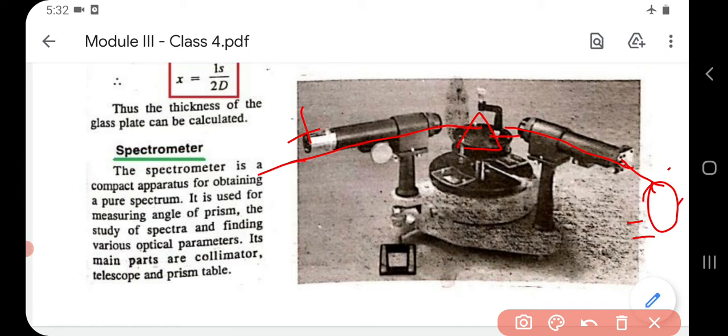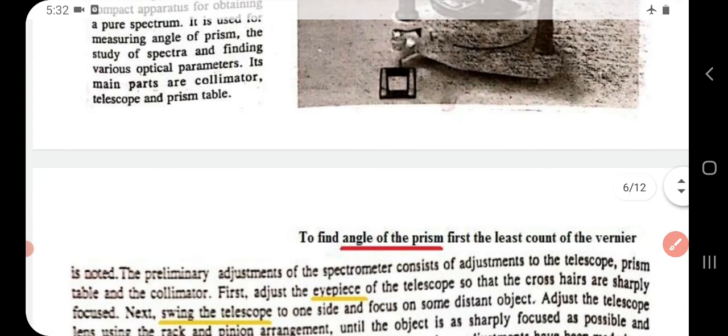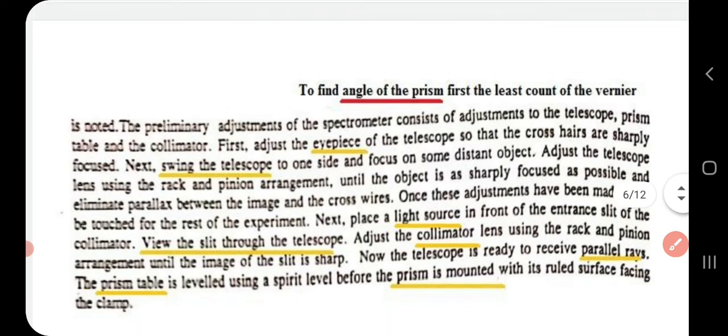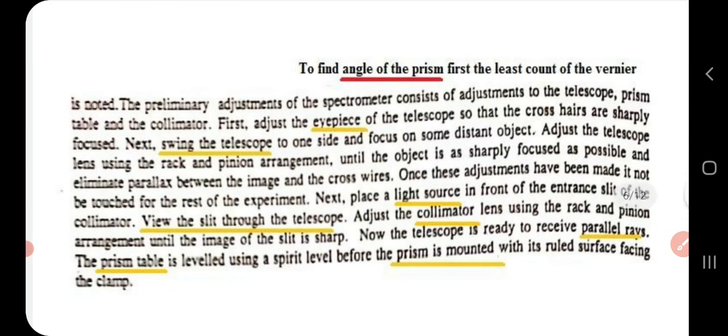Now this one is actually a table which has got, see here you can see two readings there. It has got both a main scale and a vernier scale. This also will have a main scale and a vernier scale. That is from where you take the readings. Okay, let us see how the experiment is performed. Before starting the experiment, there are a lot of preliminary adjustments. Let us see which are they.